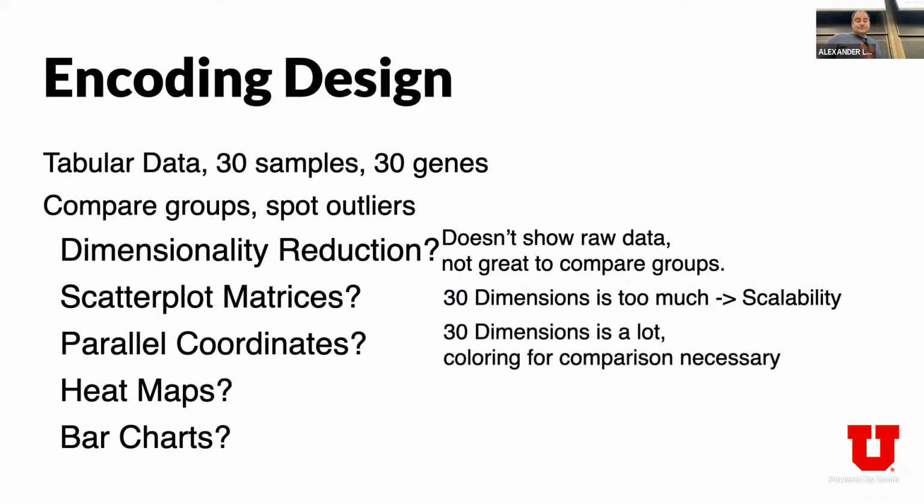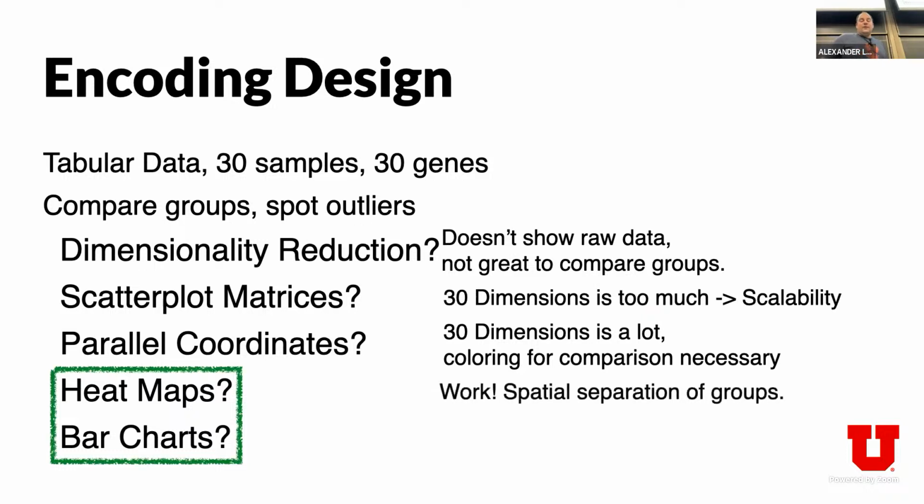Parallel coordinates, 30 dimensions are quite a bit, and we need to do coloring for comparison and use interaction, but generally would be possible. Heat maps and bar charts sound like good options, right? So heat maps, essentially, we can spatially separate the groups, and we can easily plot 30 by 30, and so we might see those patterns quite well.